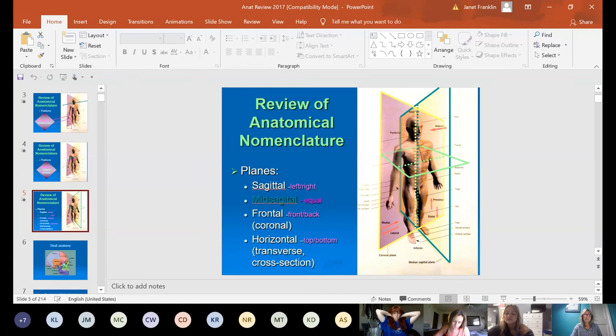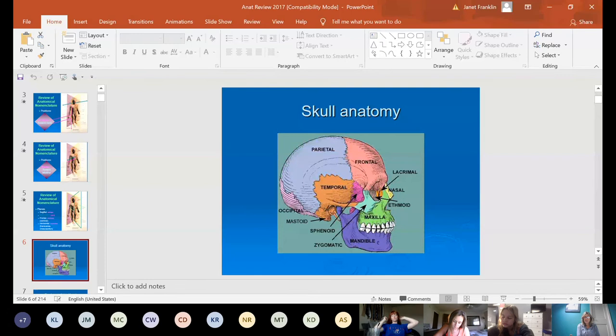Then we have the skull. We need to know the cranial bones of the skull. Use your study guides just to read through them. We're going to go over these bones when we look at the skulls on Wednesday next week, but you've got the frontal bone, the parietal bones, the temporal bones, your occipital bone, mandible, maxilla, ethmoid, and sphenoid are on the inside. The sphenoid is the one that's shaped like a butterfly. It has the lesser wing that sits on top of the greater wing. The greater wing is bigger.